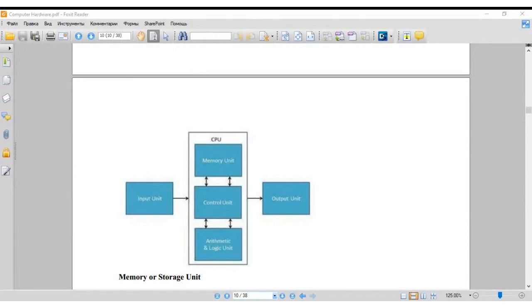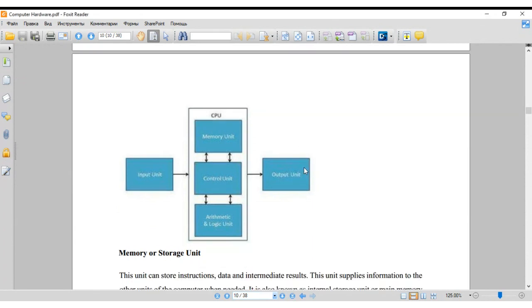Okay, can you see that diagram now? It has loaded. Yes, I can see it. Now, in case you're requested to draw the CPU, you're supposed to come up with that diagram. You have to be very careful. Look at the arrows here.